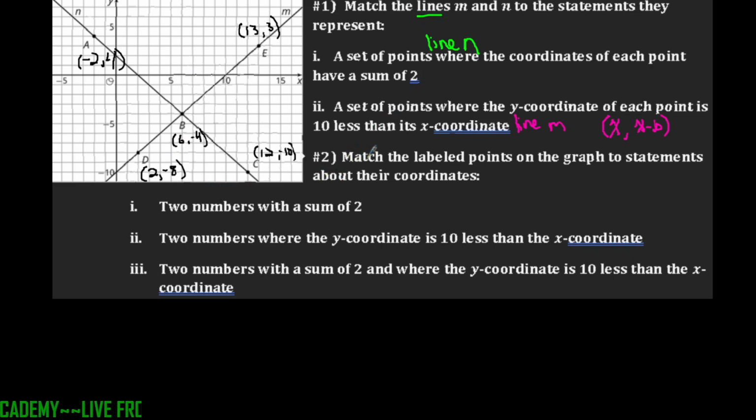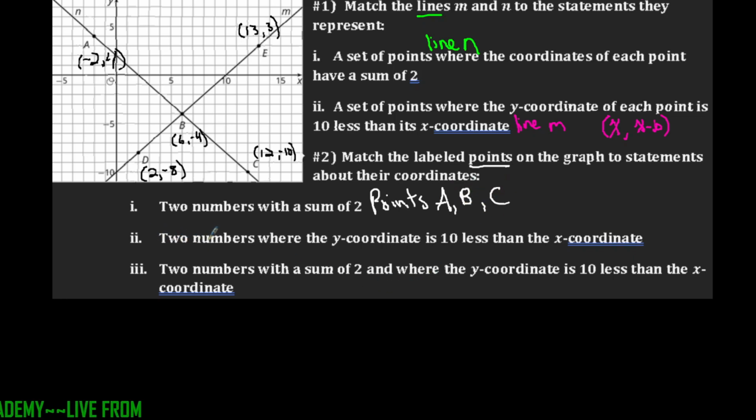All right, now for number 2, it says match the labeled points on the graph. So now we're going for these points. Match the points on the graph to the statements that they have. Which of these has two numbers with a sum of 2? Well, that's the entire line N. So we're going to say it's going to be points A, B, and C.